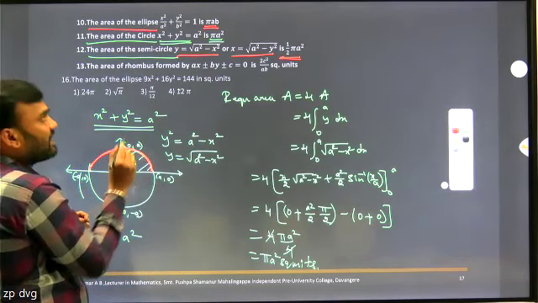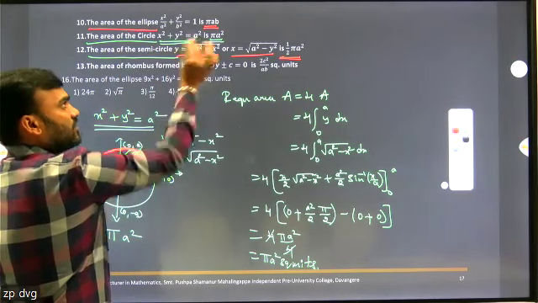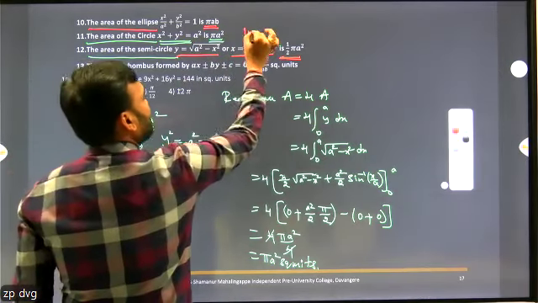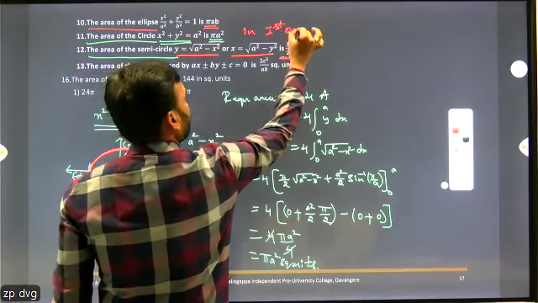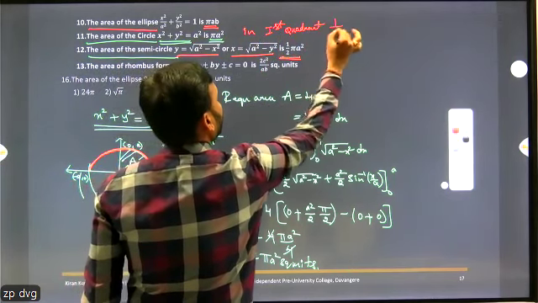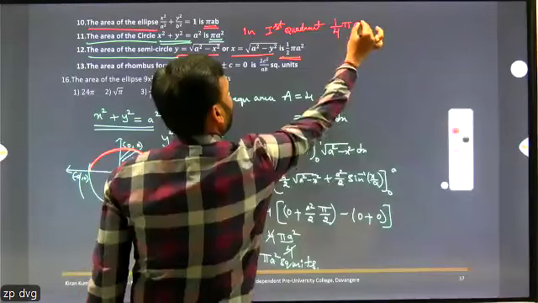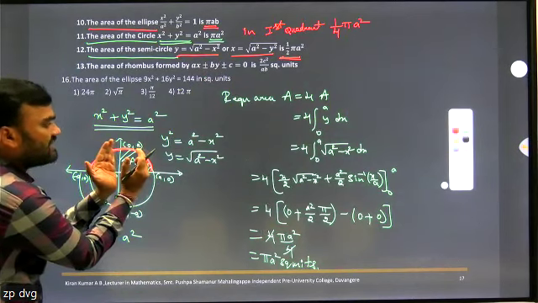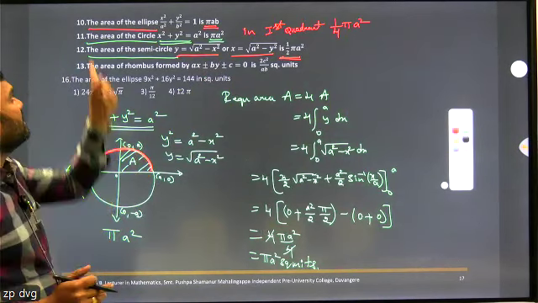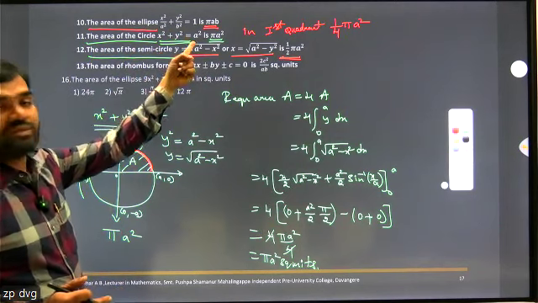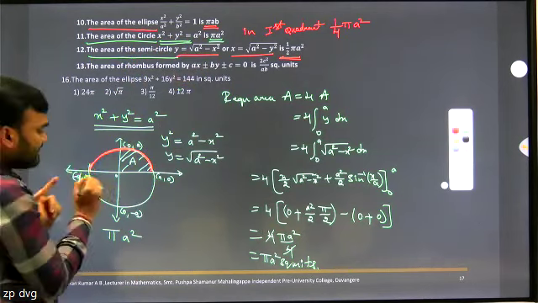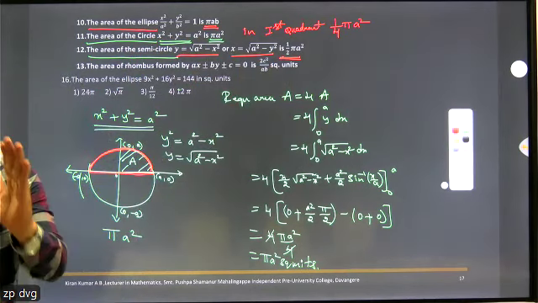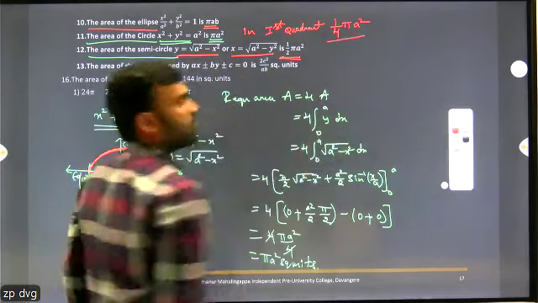Suppose the area of a circle x square plus y square is equal to A square. In the first quadrant, if they mention the first quadrant, then the answer is 1 by 4 pi A square. Why, sir, is that 1 by 4 pi A square? Because I want to find only this region. The area of the circle x square plus y square is equal to A square is pi A square. This is the total area. Semicircle means this only, 1 by 2 into pi A square. In the first quadrant, it is 1 by 4 pi A square.